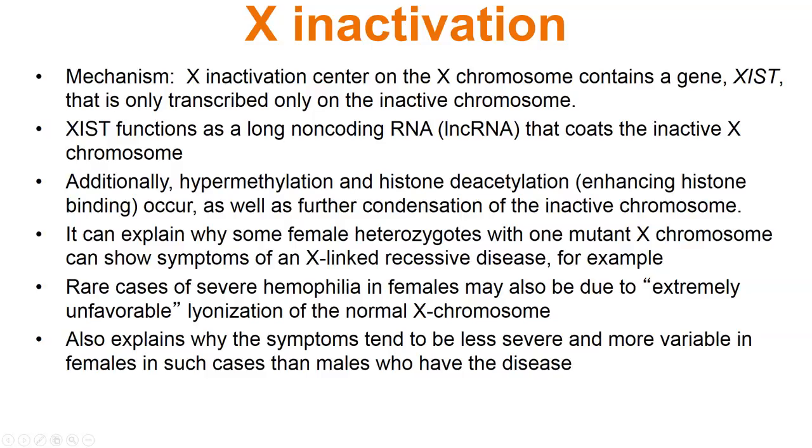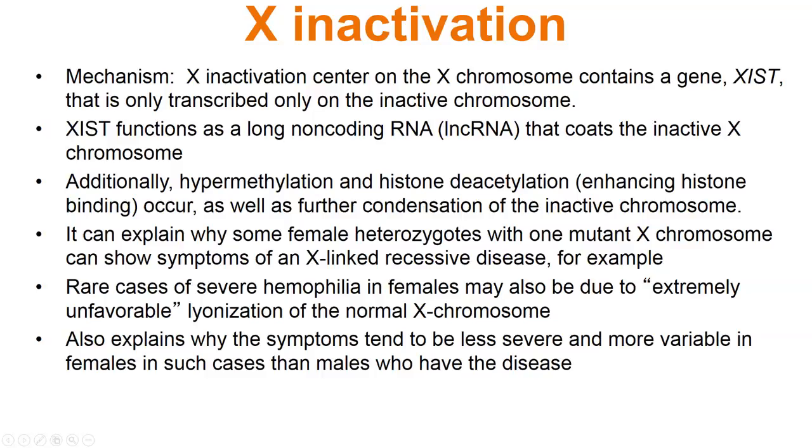So if, for example, during the process when the decision is made as to which X chromosome is shut off, just by random chance, occasionally you will get a female in which most of the X chromosome that's shut off happens to be the normal chromosome, and the mutant X chromosome that contains some mutant gene on it is the one that's being expressed in most of the cells. And then they end up showing symptoms of an X-linked condition.